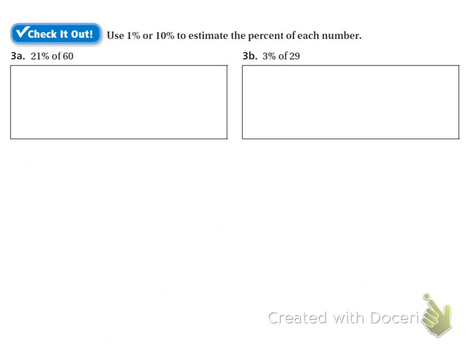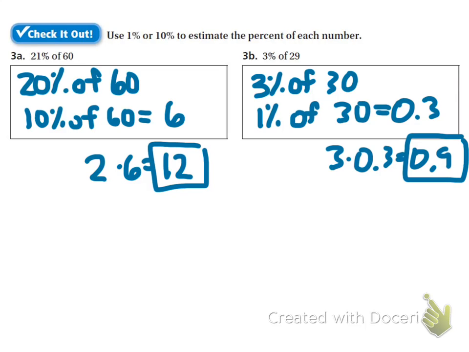Okay, you should have done Check It Out number 3A and 3B. And you should have found your answer for 3A to be 12 and your answer for 3B to be 0.9. We found 20% of 60 is 2 times 6. 10% of 60 was 6, so we did 2 times 6 is 12. And then 3% of 30, well, 1% of 30 is 0.3, so 0.3 times 3 is 0.9.